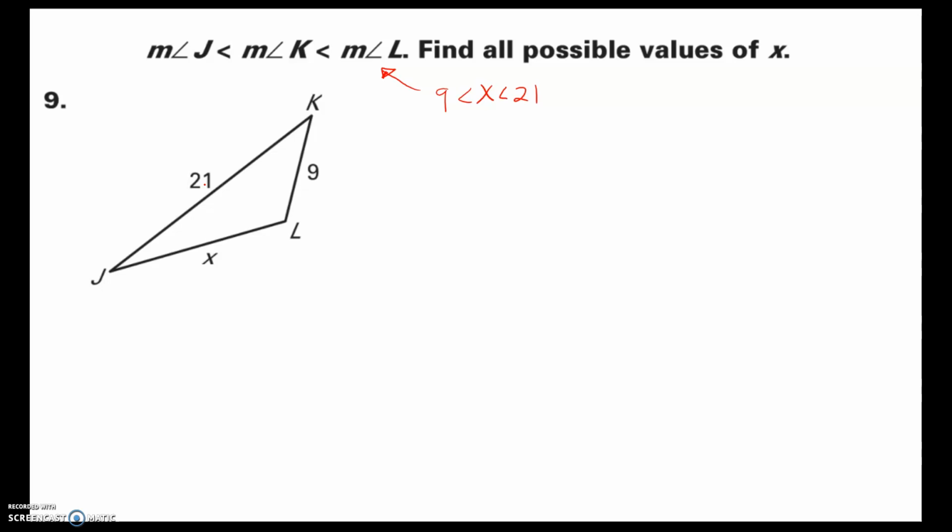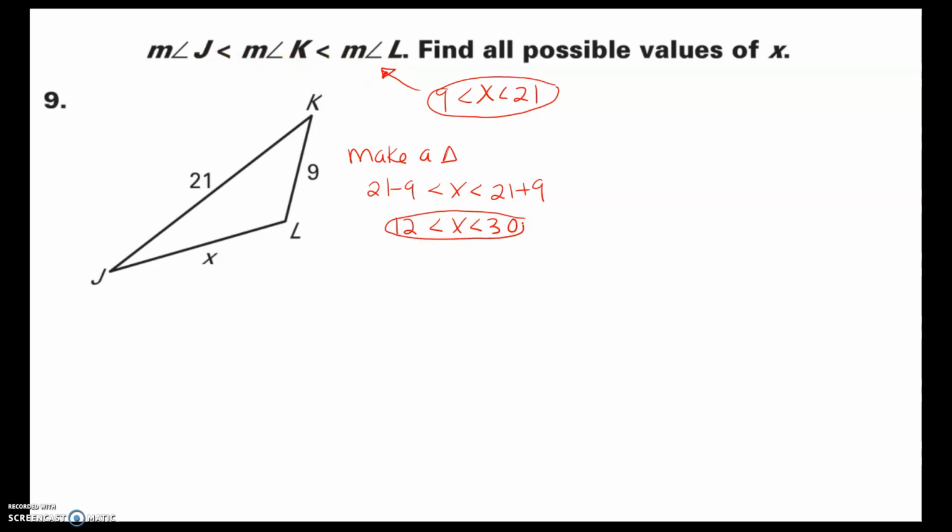Okay, now I want to figure out what values it could be to actually make a triangle. So to make a triangle, I'm going to have to find my range, which means I'm going to take my difference and I'm going to take my sum. So when I subtract 21 minus 9, I'm left with 12 less than x less than 30. So I have to compare these two now. Again, this is my range if I'm following this, that J is my smallest angle and L is my biggest angle. So I know my small angles across from my small side. And this is the range in order to make a triangle.